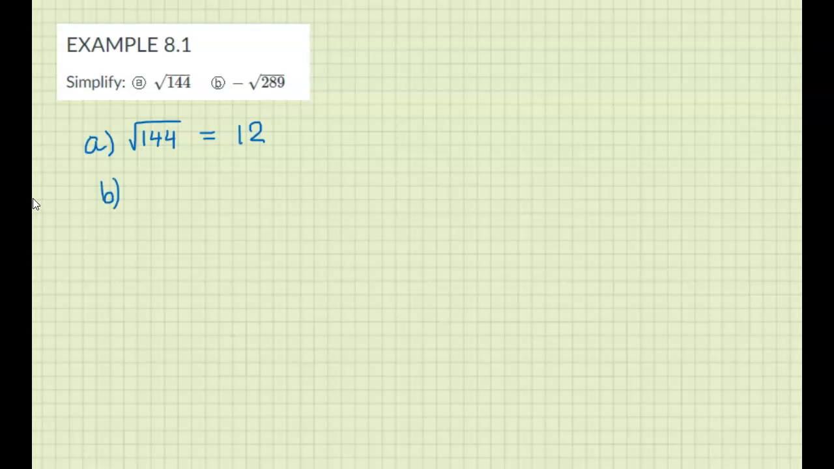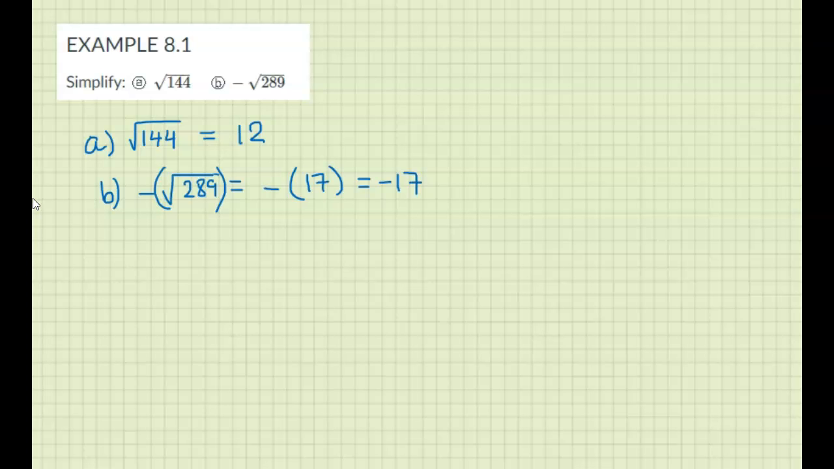All right, for part B, we have negative outside the radical sign, square root of 289. All right, so the square root in PEMDAS, in the order of operation, you do the square root part first, and then you multiply by the negative. All right, so we get the square root of 289. What number squared gives me 289? This is 17. So the answer is negative 17.